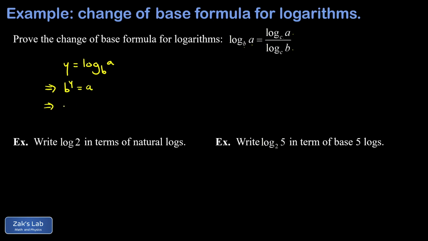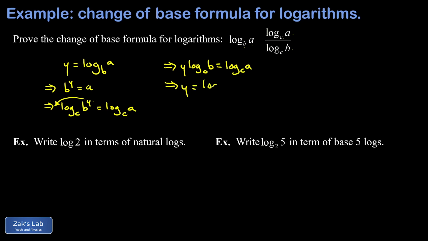Now all I have to do is take the log base c of both sides. So log base c of b to the y is equal to log base c of a. Next, I use a property of logarithms that the log of something to a power is the same as bringing that power out in front as a multiple. So I have y log base c of b is equal to log base c of a. And finally, we divide by log base c of b, and we have what we were after. y is equal to log base c of a over log base c of b.